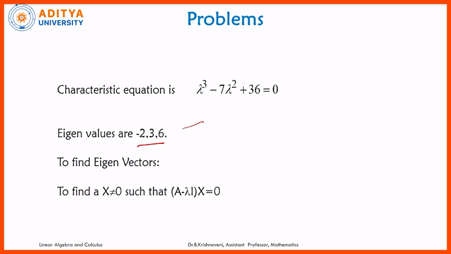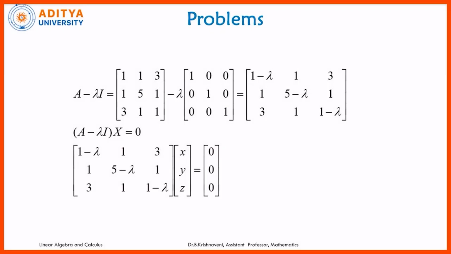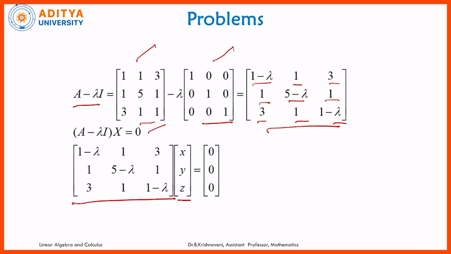So, we all know that an eigenvector is a non-zero vector x such that (A minus lambda I) x is equal to 0. So, now for each lambda let us calculate x, which gives the eigenvector. First, what is A minus lambda I? A minus lambda into I gives the matrix 1 minus lambda 1 3; 1 5 minus lambda 1; 3 1 1 minus lambda. Now, (A minus lambda I) x is equal to 0, that is, (A minus lambda I) times the column x y z is equal to the column 0 0 0. So, now use this equation to find the eigenvector.